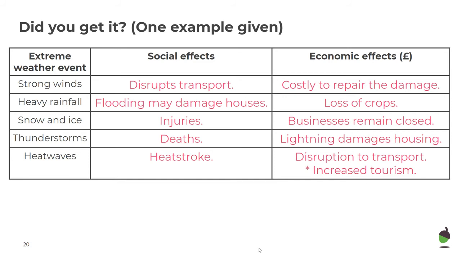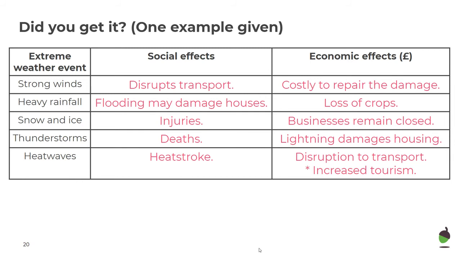A social effect could be a disruption to transport. That obviously means that could affect people's lives because it may mean they can't get to places that they need to get to, so whether that be school or work. An economic effect of strong winds could be it being really costly to repair damage caused by the strong winds.